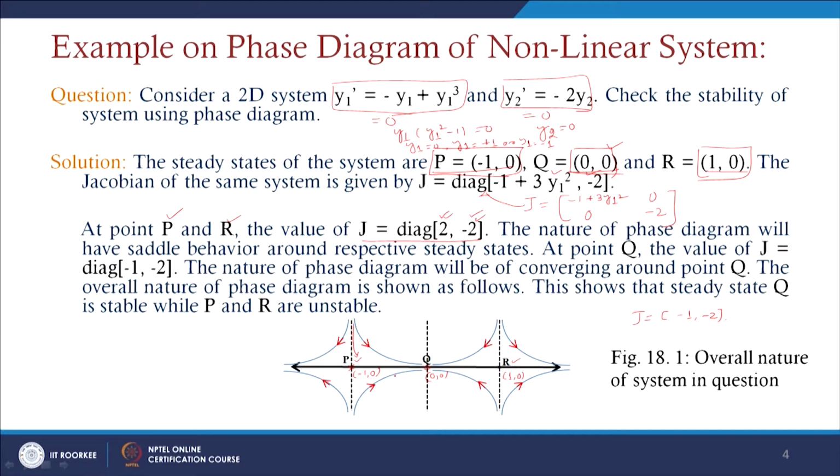Overall, if you just look at p and r, they give an unstable nature here, and q will be the point which provides a stable nature for these equations. And now let us go for further analysis of the phase diagram of a nonlinear system.